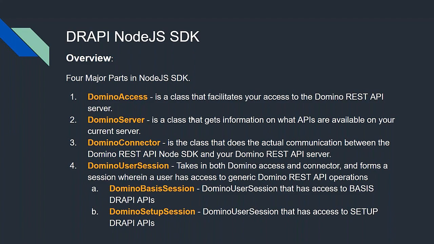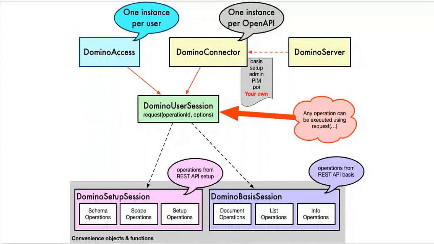Okay, so moving on. This is just an illustration for us to better understand the moving parts inside the Node SDK. The Go SDK also follows the same principle or the same illustration. In this case, Domino access: 1 instance per user. After that, you will then have a connector. You need to specify which operations you would want to do. For example, if you want to do a create document, it will be under the basis connector.